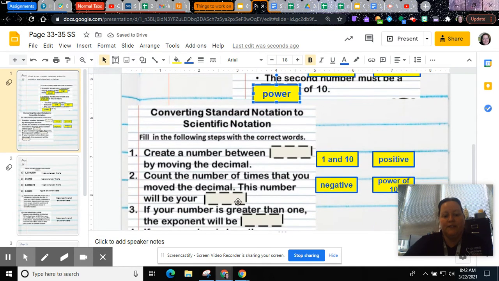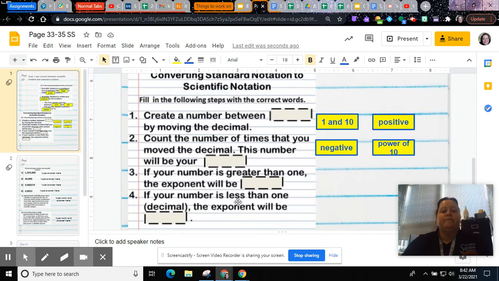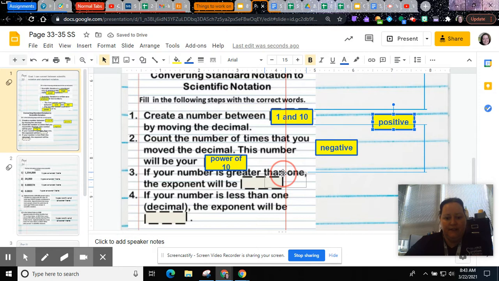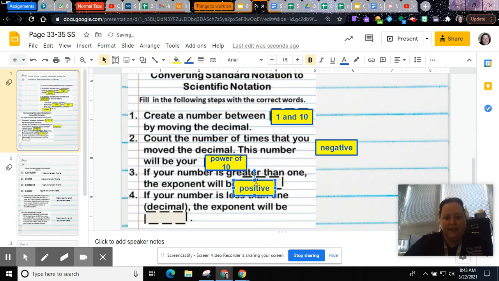If you're going to convert standard notation to scientific notation, step one, you want to create a number between 1 and 10 by moving the decimal. Step two, count the number of times that you move the decimal. This number will be your power of 10. If your number is greater than 1, your exponent will be positive. And if it is less than 1, it will be negative. If it is a decimal, you will have a negative exponent.